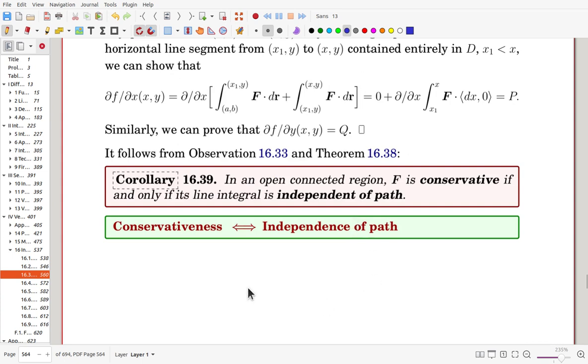As a corollary, we get the claim: in an open connected region, F is conservative if and only if its line integral is independent of path. In most cases, we'll deal with open connected regions, so we can say conservativeness is the same as independence of path.